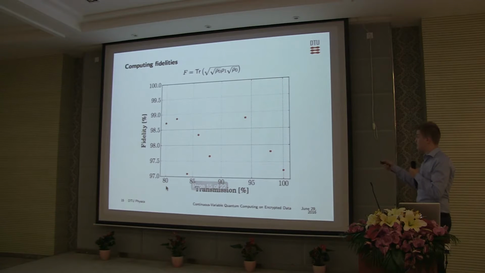So one way to do this is using fidelity, defined using the density matrices. And in terms of transmission, you see here that it's a bit all over the place. That's not really because of the transmission. This is in fact because of the stability of the setup. So this is some time dependence, how the setup behaves and how well you can cancel out this modulation noise which is used for the encryption. But you see in general that it's actually about 97%, which is not too bad.